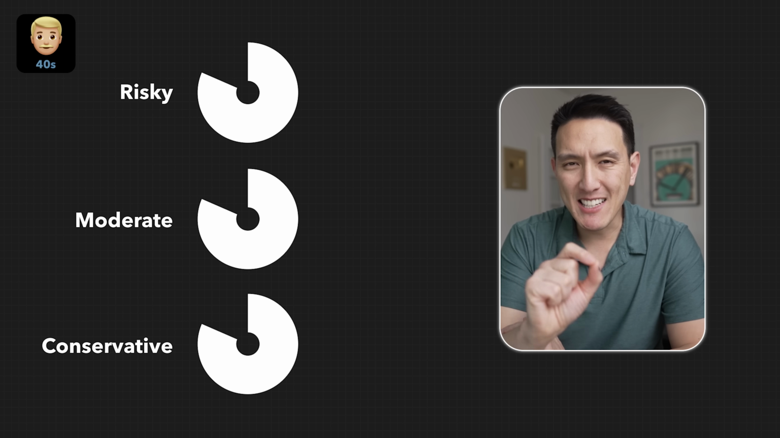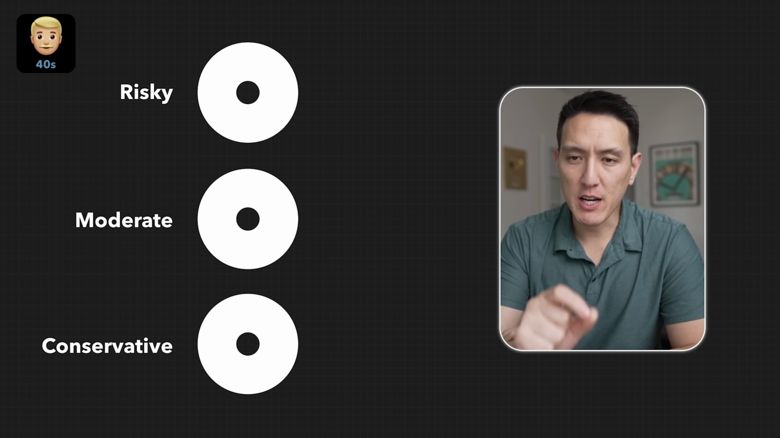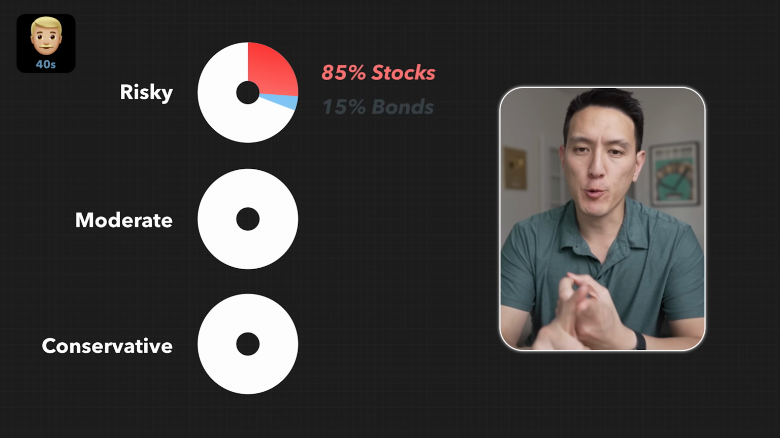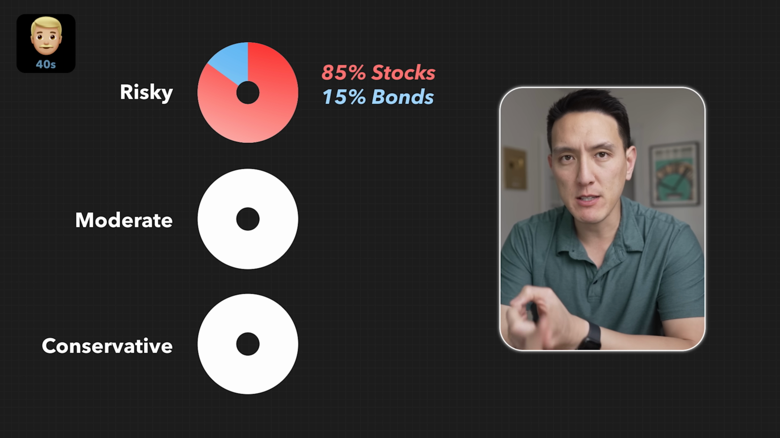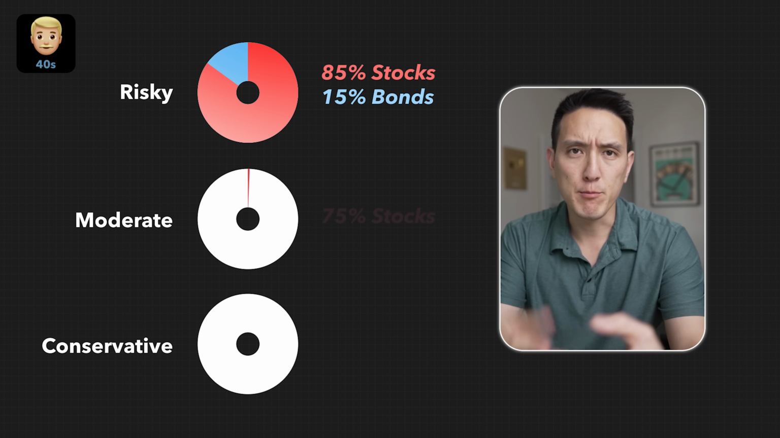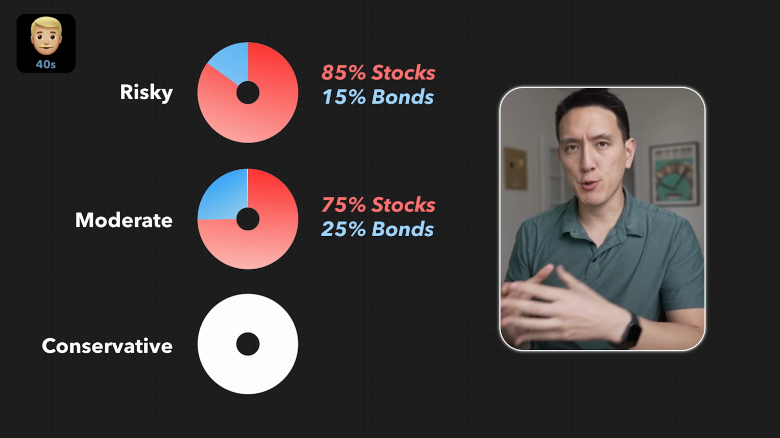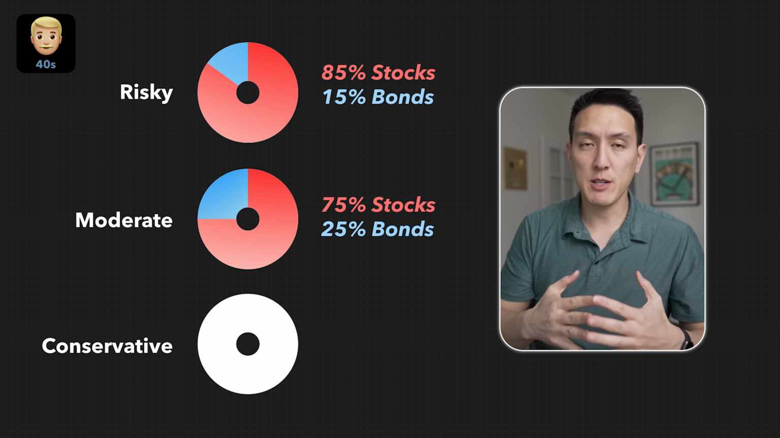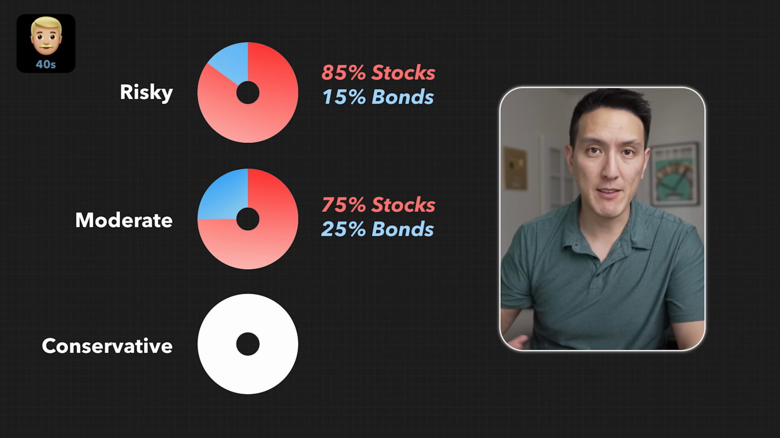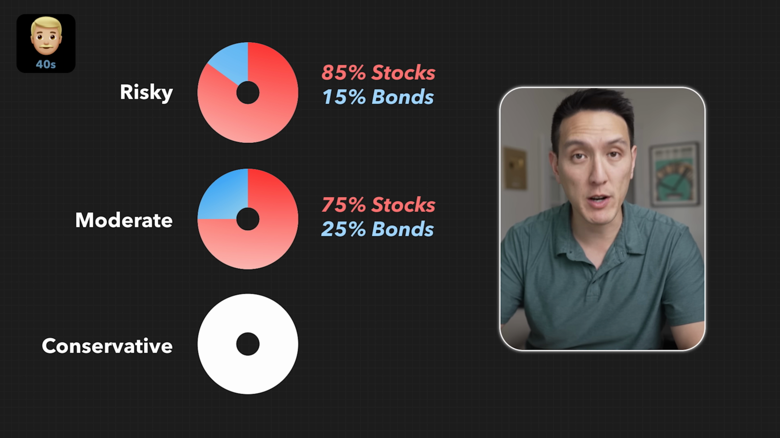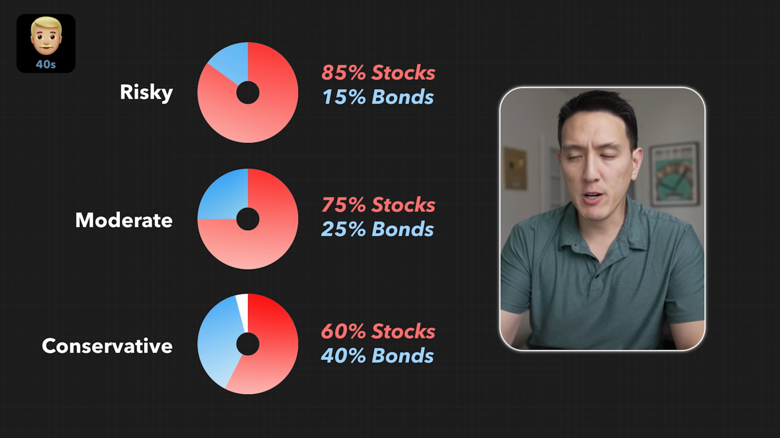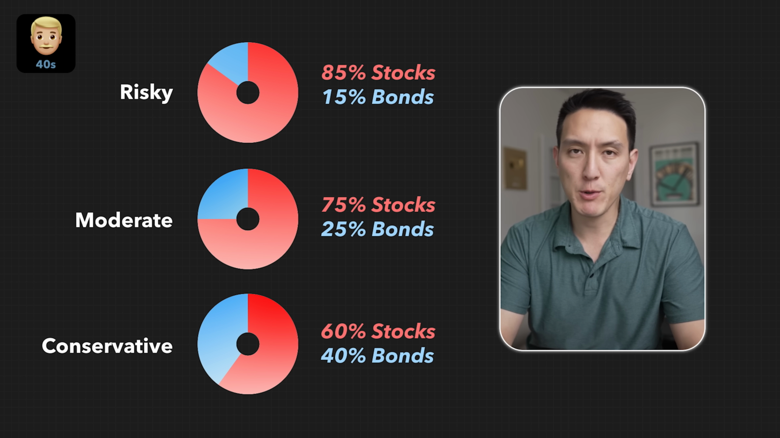Now, here are some asset allocations based on the risk profiles for this decade. So for the riskier 40-year-olds, you want to be in 85% stocks and 15% bonds. For the moderate risk profile, we still want the majority of our allocation to be in stocks because we still have a lot of years left to ride out any volatility. So I'm thinking 75-25. And for the conservative approach, we're gonna go with a 60-40 split between stocks and bonds.